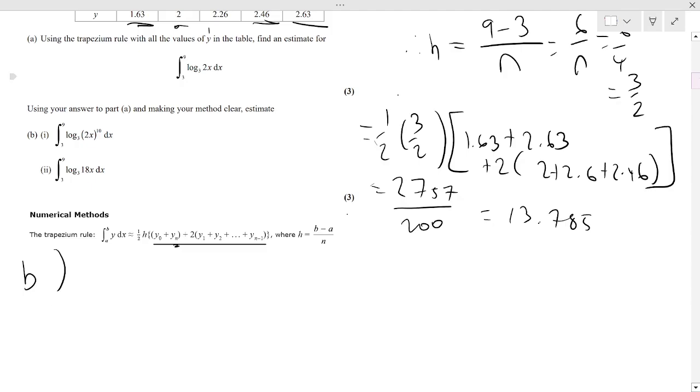Okay. So part B then, we have to use that answer to part A to estimate these integrals. So the integral between 9 and 3 of log 3 to the 2x to the 10. And hopefully what you recognize here, these are logs, so we have to use log rules, right?